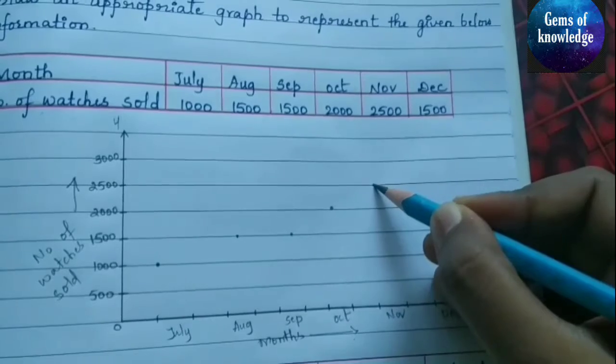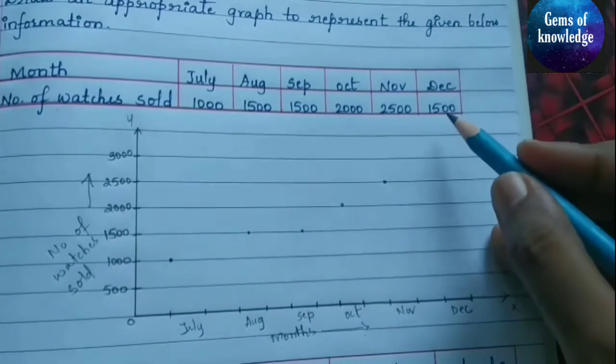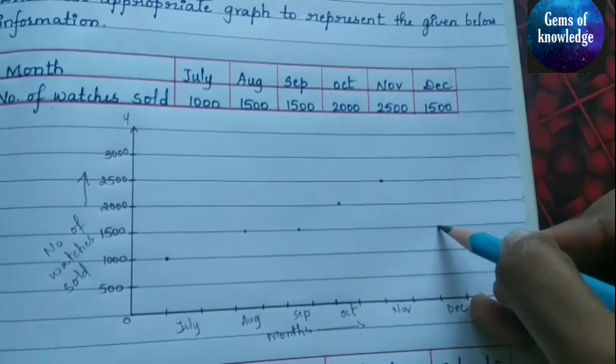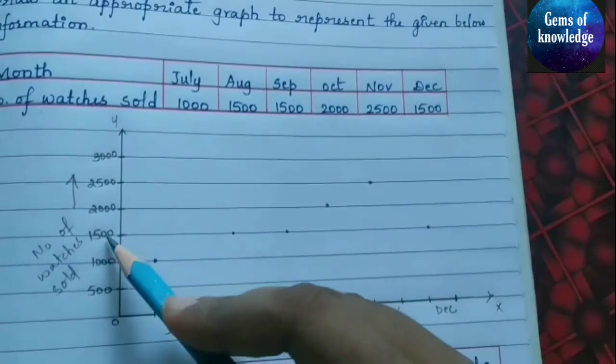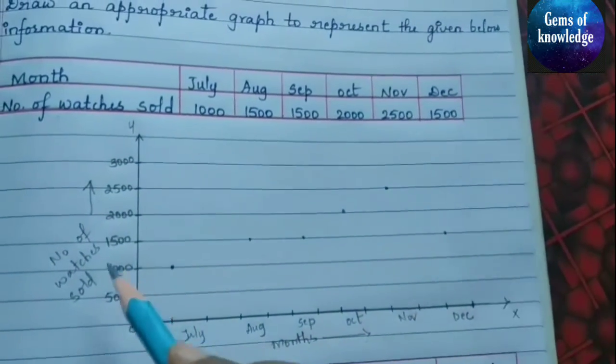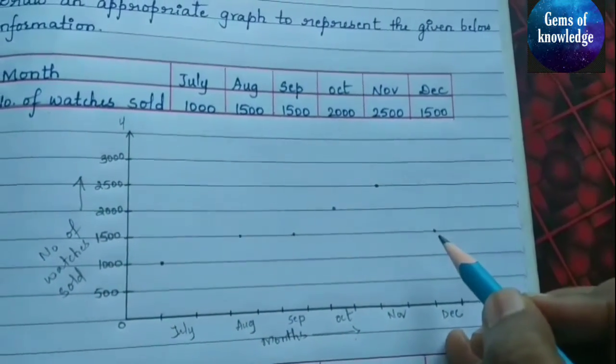So here it will be. And for December we are having again 1500, which will be here. You can see 1500 is here and the December month is here.